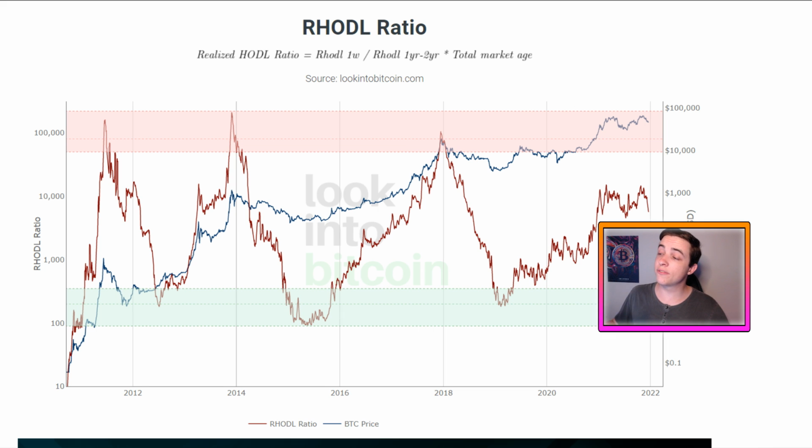So when I'm taking all of this data into consideration, combined with the fact that we are sitting in extreme fear and the daily RSI is close to oversold, and we're also potentially seeing a bullish cross in the daily MACD, honestly, I am extremely bullish leading into 2022.